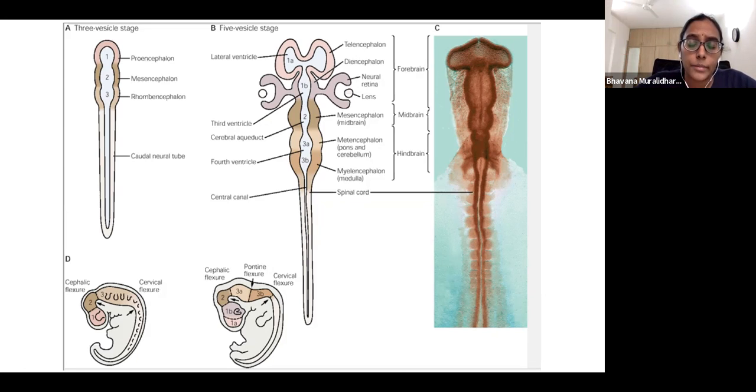And the question then comes is, why is it a hollow tube and what is it filled with? So this hollow tube consists of what we call the ventricles in the mammalian nervous system, and it is filled with the cerebrospinal fluid, and adjacent to these ventricles are all your stem cells. The stem cells line up the entire tube.